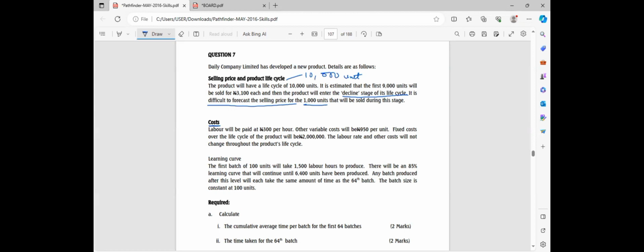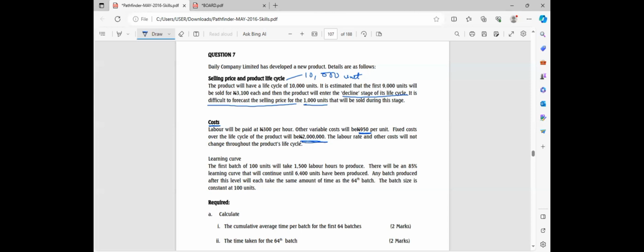Cost. Labor will be paid at 300 naira per hour. Other variable costs will be 950 naira per unit. Fixed cost over the life cycle of the product will be 2 million. The labor rate and other costs will not change throughout the product life cycle.